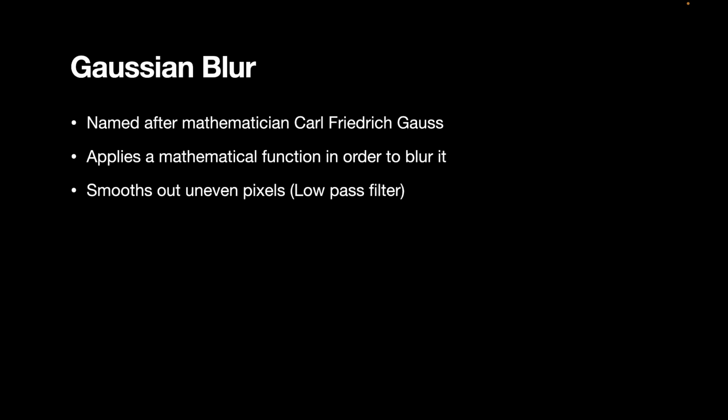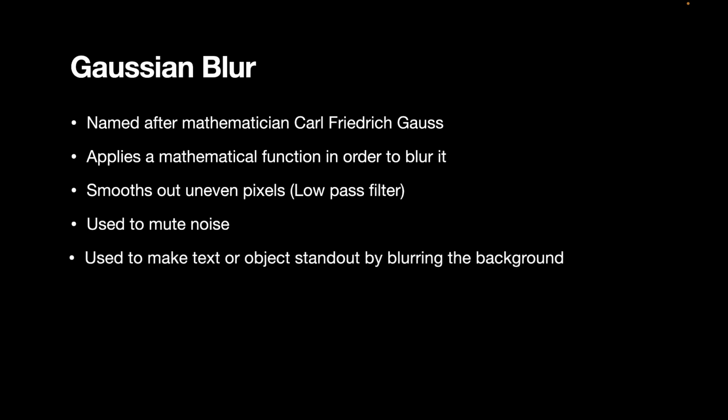So when do you use the Gaussian blur? If you take a photo in low light and the resulting image has a lot of noise, the Gaussian blur can mute that noise. You can also use the Gaussian blur to make objects or text stand out more clearly.